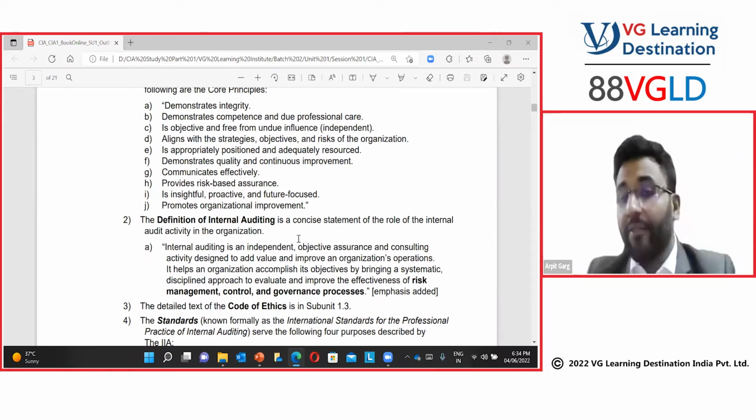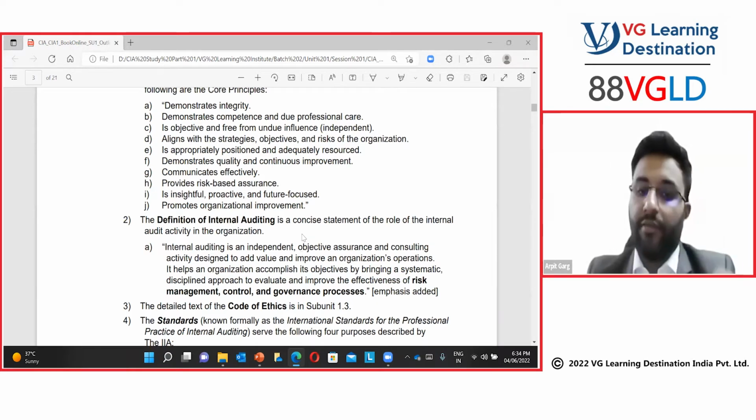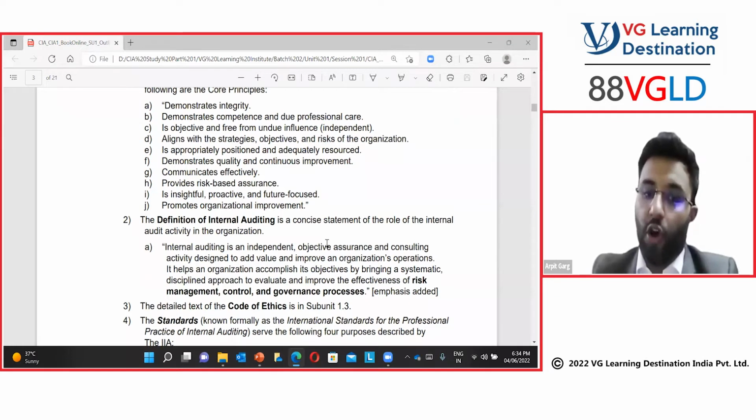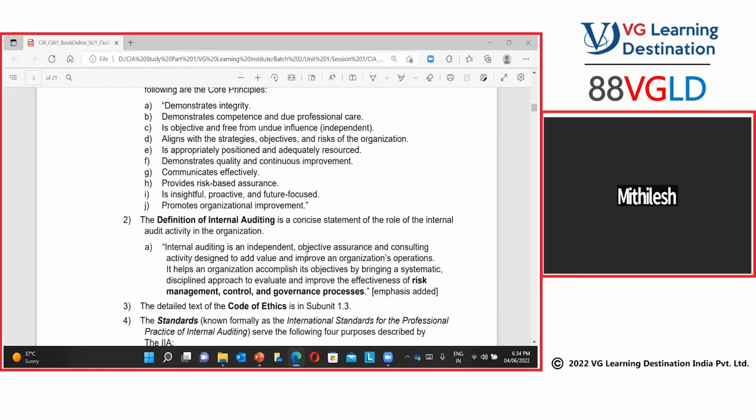So why I was saying part one is all about the definition. See, folks, we are talking about the first one, which is foundation of auditing. The next unit is all about independence, objectivity, due professional care, quality assurance and improvement program and all. After that, unit 3 to unit 6 is all about governance, risk management, and control process. And the last unit is fraud. So that's why the entire definition is actually the entire CIA part one. Does it make sense now? Yes, sir. Yes? All right, very good.